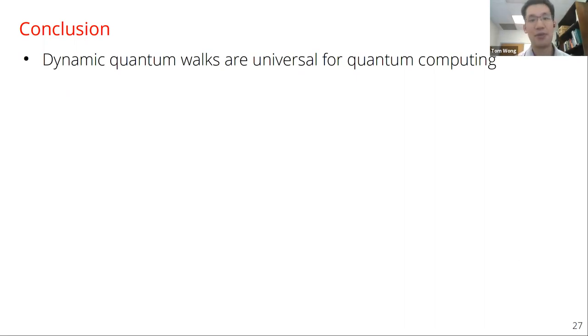Okay, so just to summarize, Herman and Humble showed that dynamic quantum walks are universal for quantum computing. So we now have another way of getting universal quantum computing with a continuous time quantum walk. But the graphs might be long if you want to decompose it in terms of the universal gates H, T, and CNOT. And so we explore different ways to simplify them.